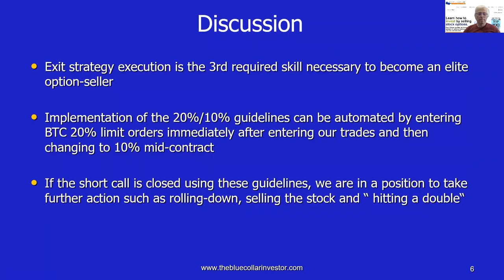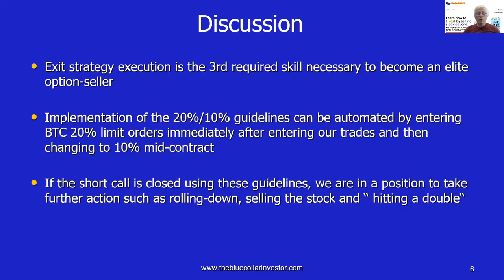Let's summarize. Exit strategy execution is so important. It's the third required skill necessary to become an elite option seller. Now, implementation of the 20%, 10% guidelines can be partially automated by entering a buy to close 20% limit order immediately after entering our trades. In the final 2 weeks of a monthly contract, that 20% buy to close limit order is changed to 10%. If we're using weeklies, then we only use 10% limit orders.